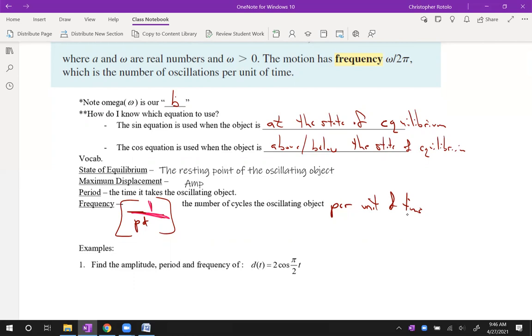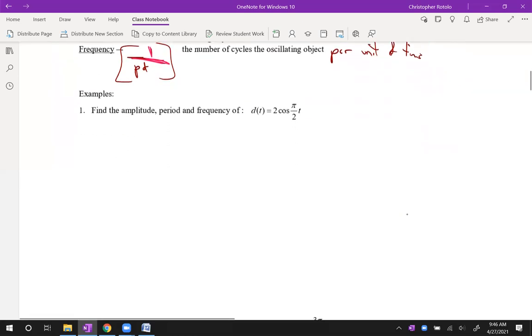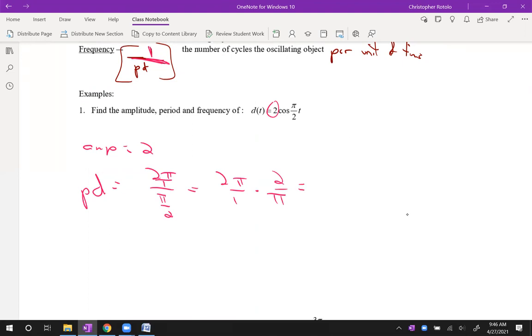Those type of things. So we're going to try and build up the vocabulary, but here are the things that we need to be able to do with it. We want to find the amplitude. Well, the amplitude is kind of the same place it was, right? So the amplitude is 2. All right, we want to find the period. The period is going to be 2 pi divided by pi over 2. What's that mean? That means 2 pi over 1 times 2 over pi. So all we did was make this into a complex fraction, and we're going to reduce that. Pi's cancel out. We get 4. So the period turns out to be 4.